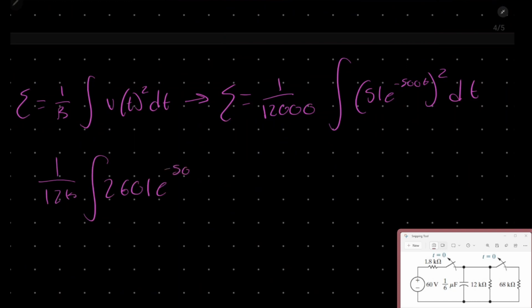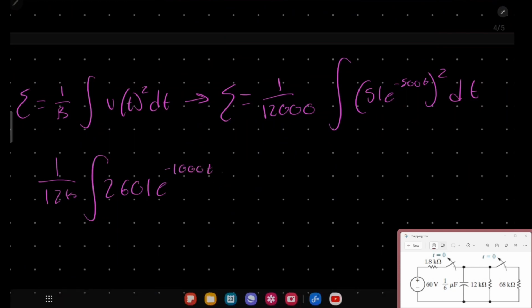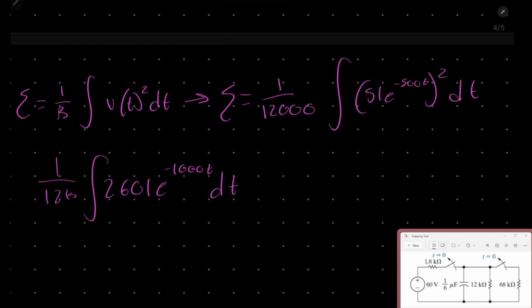e^(-500t). Oh, and then we want to remember that when we're squaring an exponent, we just multiply them. So this is going to turn into negative 1000t dt. Now we can pull out this 2601 and divide it by our 12k. Divided by 12, we get 0.217, rounding that. And we're left with e to the power of negative 1000t dt.